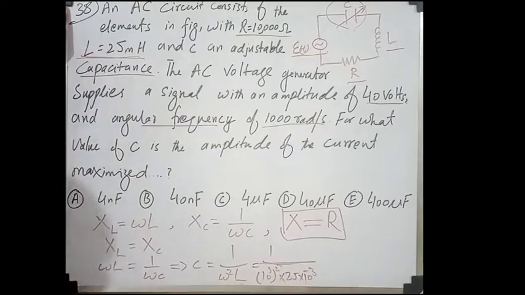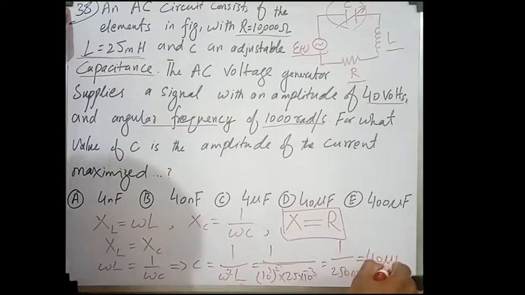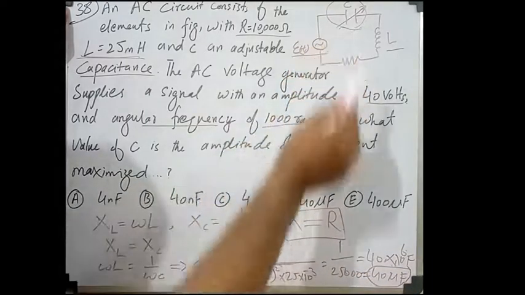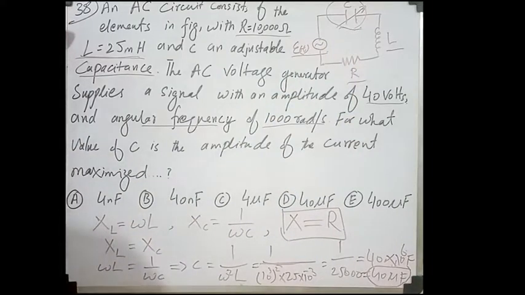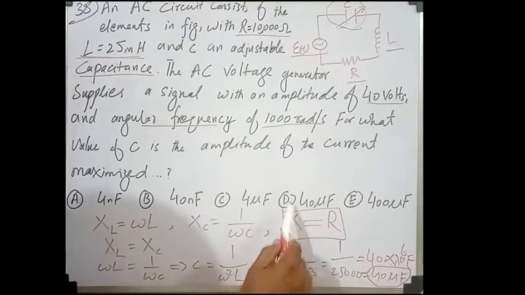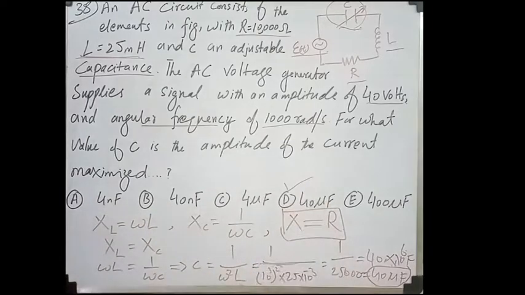If we solve this, then we get 1 divided by 25,000. This is equal to 40 microfarad, which is 40 multiplied by 10 to the power minus 6 farad. If we adjust the value of the capacitance to 40 microfarad, then the current amplitude will be maximized. So 40 microfarad, D is the right option.